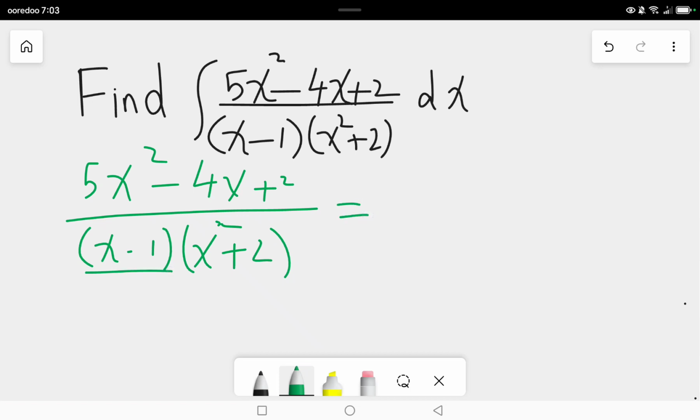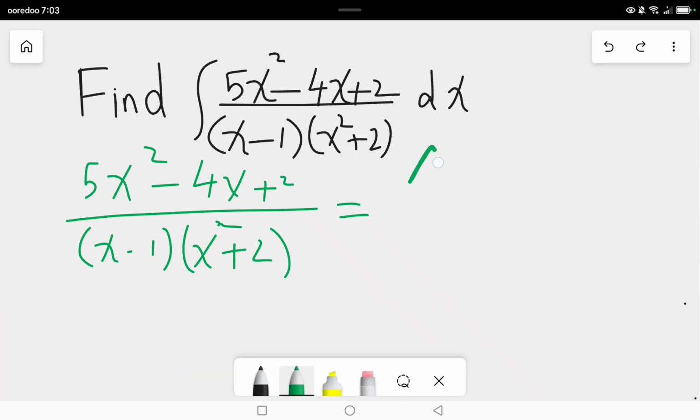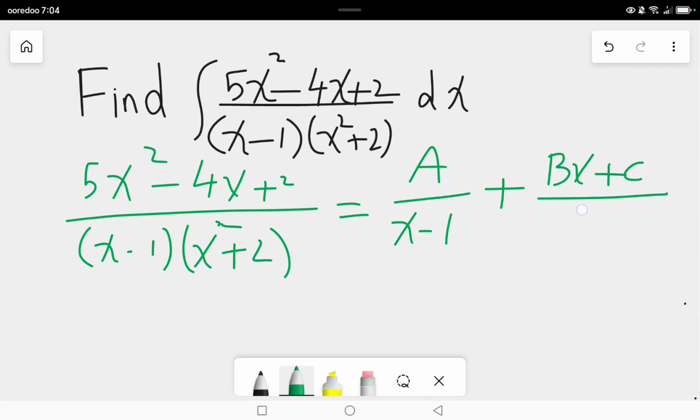So the first factor, x minus 1, will be equal to a over x minus 1, plus the second factor, we have x square plus 2. If there is a square, then you will write bx plus c over x square plus 2. This is a square, that's why I wrote bx plus c. If there is no square, only x plus 2, you will write b over x plus 2.